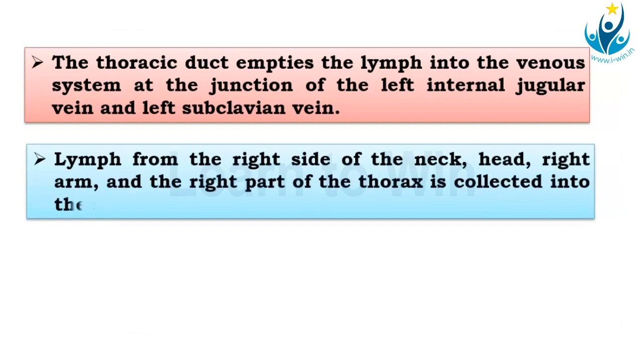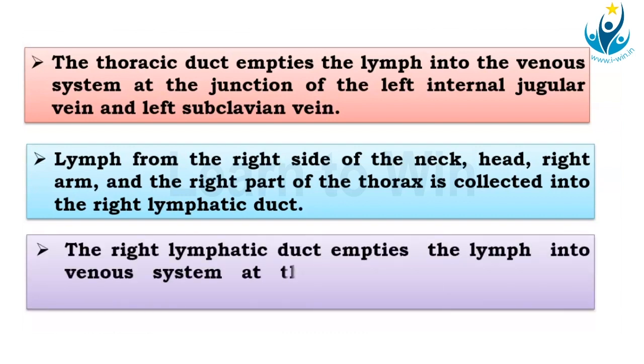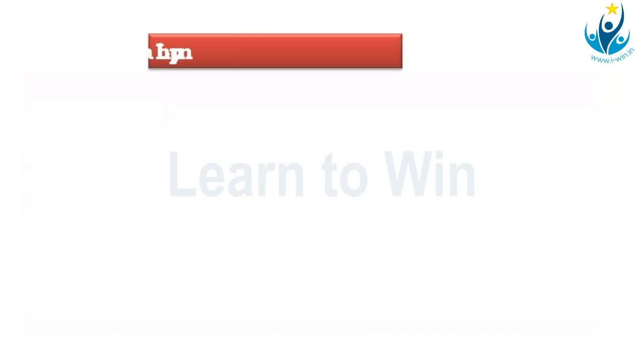and basically the entire lymph vessels are getting emptied into them. Then the lymph from the right side of the neck, head region, arm, and right part of the thorax is all connected into the right lymphatic duct, and the right lymphatic duct empties into the venous system at the right subclavian and the internal jugular vein. So the ducts are opening into the vein. Whatever lymph fluid has been collected by the lymph vessels through the capillaries, they are pouring it into the veins. From the veins it goes to the heart and then gets circulated.